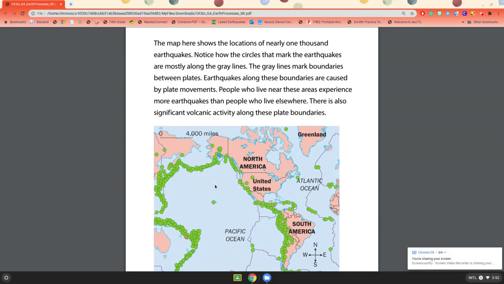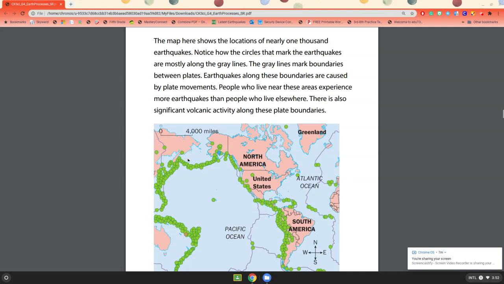The map here shows the locations of nearly 1,000 earthquakes. Notice how the circles that mark the earthquakes are mostly along a gray line. The gray lines mark boundaries between plates. Earthquakes along these boundaries are caused by plate movement. People who live near these areas experience more earthquakes than people who live elsewhere. There is also significant volcanic activity along the plate boundaries.